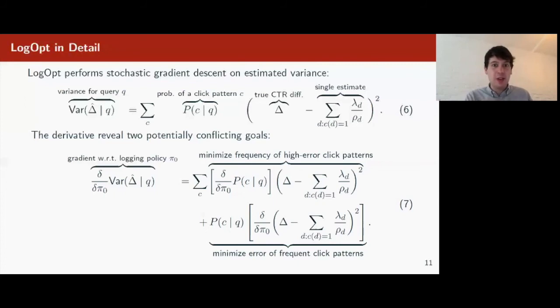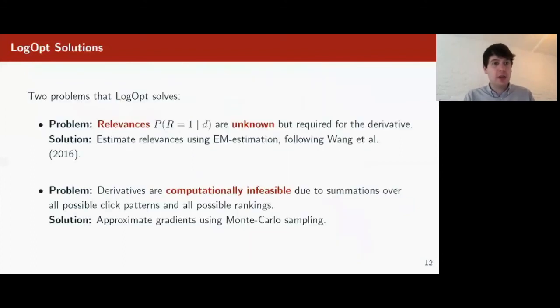So on the one hand, you want to avoid showing documents that lead to high error, but if you avoid showing it too much, that actually can lead to an even greater error when it's clicked. And that's where a balance comes in, which this gradient naturally resolves. So we use stochastic gradient descent to optimize the logging policy.